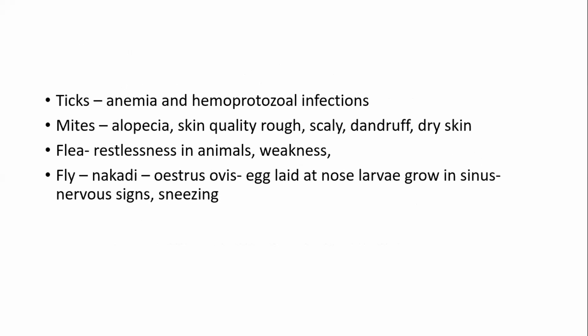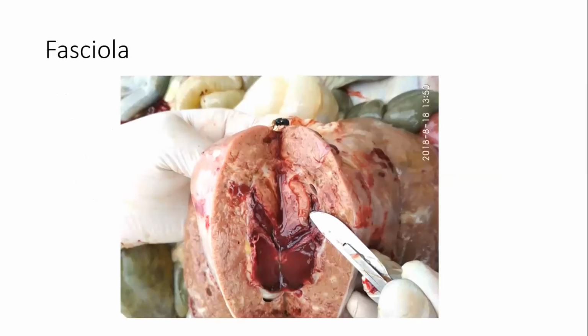Then tick-borne infections, the tick may lead to anemia, hemoprotozoal infection, mites are there, alopecia, skin quality becomes rough, scaly, dandruff is there. Then fleas, animals become restless and become weak. Then the fly, many times it is also called nakadi, because of Oestrus ovis. There is laying of the eggs at the external layers, and larvae may migrate towards the sinuses and may lead to sneezing, coughing, and nervous signs.